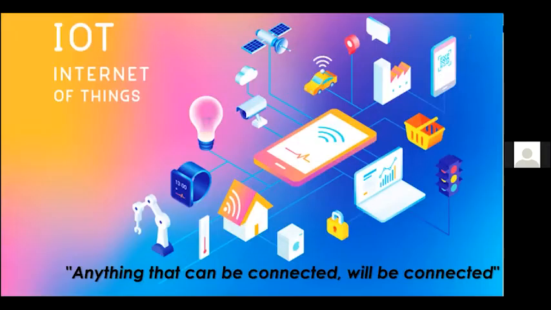We'll start with IoT. If I talk about what IoT, the Internet of Things, is, it can be anything that can be connected, and it will be connected with the help of the Internet of Things. This is the motto behind the Internet of Things: whatever could be connected and controlled remotely will be connected. That is what IoT is.